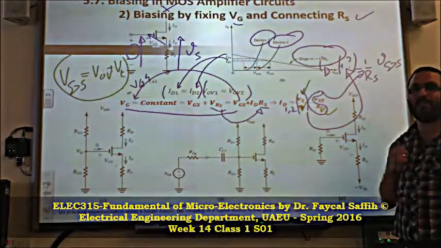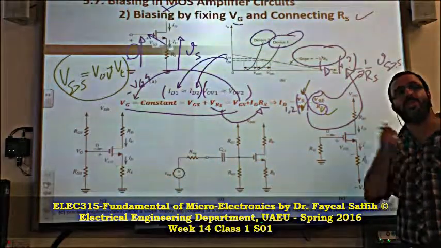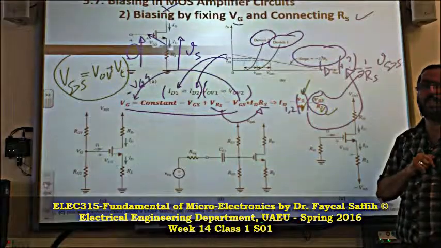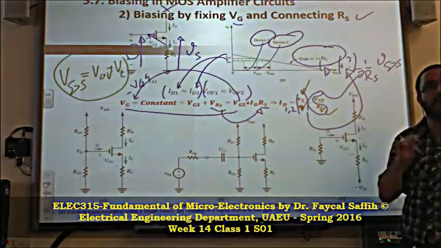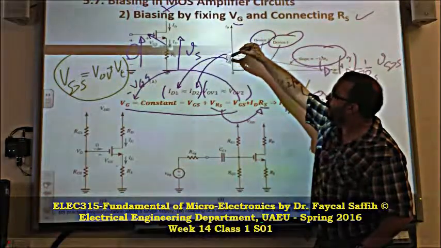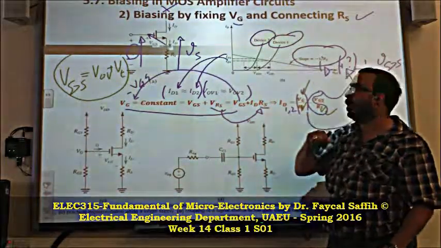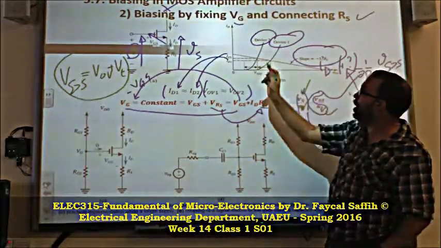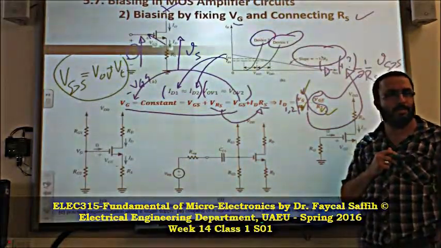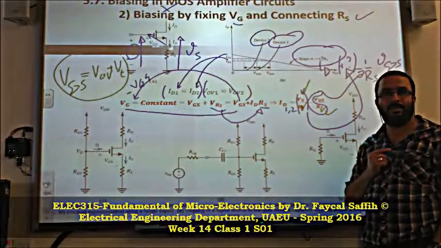But of course, we have to be careful when we do things. We have to see the consequences. We may not talk about them today. But the trick here is to maximize RS, to minimize the variation between ID1 and ID2. And these variations are due to the mismatch of the threshold voltage. Got it? That's the way.